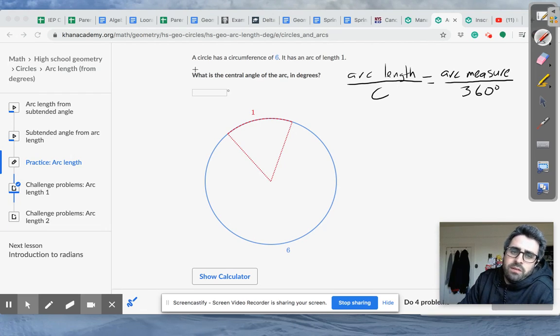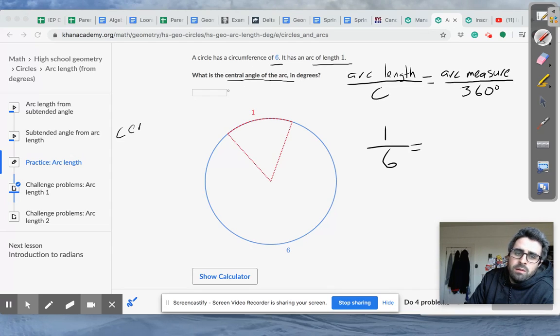So in this question, it says a circle has a circumference of 6 and has an arc length of 1. So I'm going to put in the information where it belongs. The arc length is 1. The circumference is 6. The question is asking, what is the central angle of the arc? So the central angle is equivalent to the arc measure. So we're looking for the arc measure, and this is over 360.